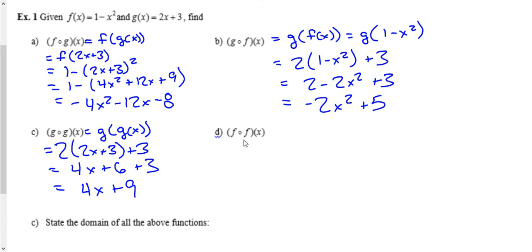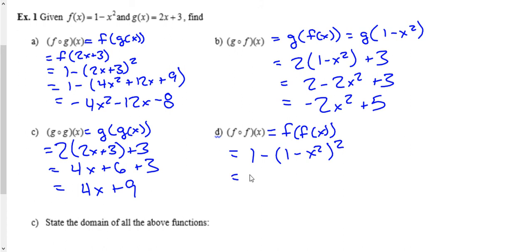Lastly, over here, we're subbing f into f. So this is f into f of x. Or sorry, f of x into f, that is. So we have 1 minus, instead of saying x, we're going to go 1 minus x squared. And all of that is squared.